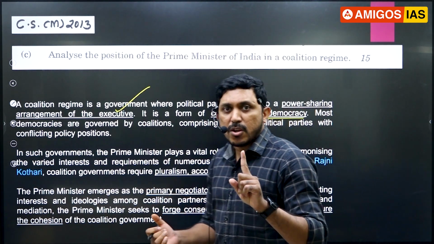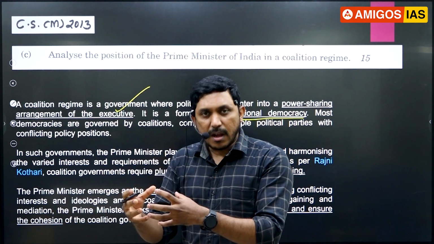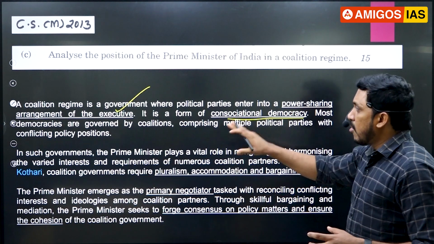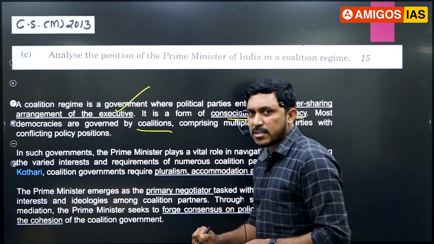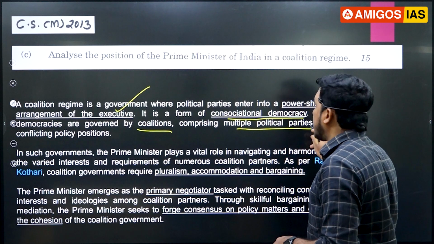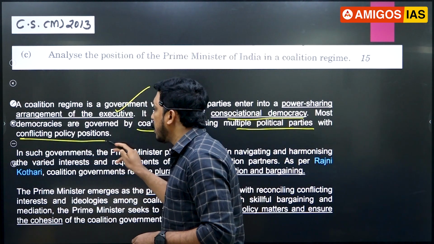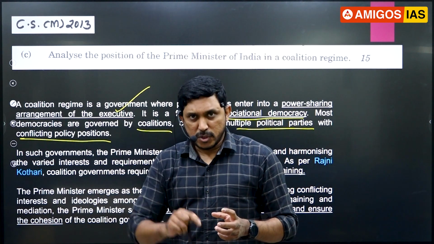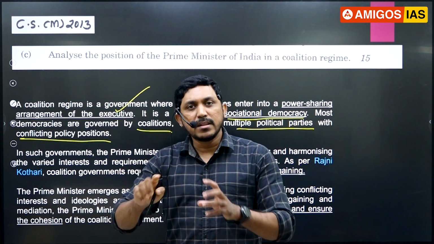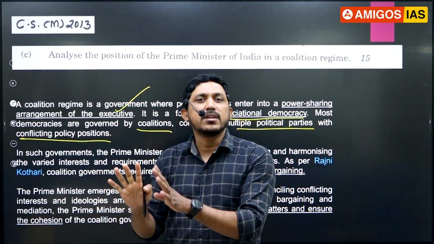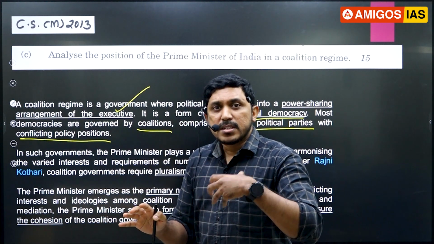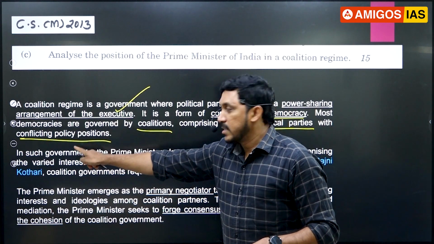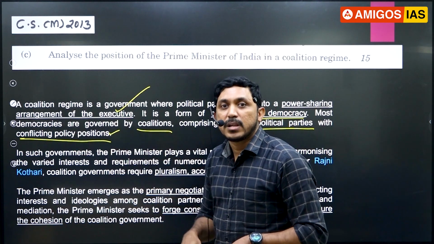The perspective matters a lot when you answer a general studies question and an optional question. So it's a form of consociational democracy. Most democracies are governed by coalitions these days, okay, comprising multiple political parties with conflicting policy positions. The question has asked, analyze the role of PM. So first you have mentioned what is coalition government, and these days a lot of coalition governments are there in different countries. And why we have to discuss the question of PM is because there are multiple political parties with different policy positions. Now here the role of PM becomes very important.